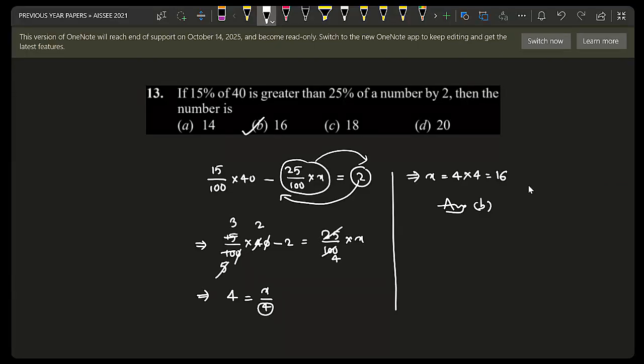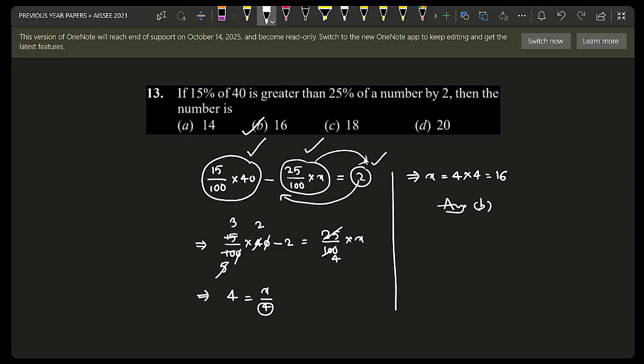Abhiday, what is your doubt? Sir, did not understand. 15% of 40. How can we write that? 15 by 100 into 40? 15 by 100 into 40. This is greater than 25% of a number. But what is that number? We don't know. We can call it x. Yes, sir. So this number minus this number will give you 2, right?